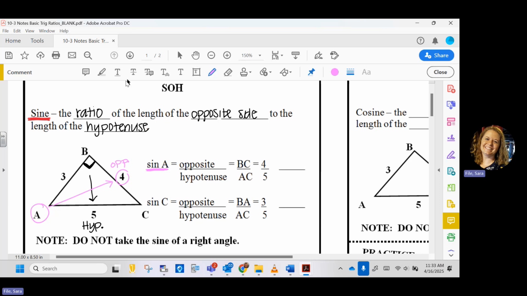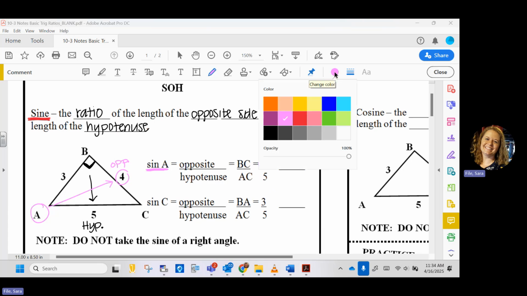So when we say the ratio of opposite to hypotenuse, okay, and that's what the O and H in SOH are, sine is opposite over hypotenuse. That's what SOH stands for. So the opposite of angle A is 4. The hypotenuse does not change. Okay, so the hypotenuse is going to be 5 no matter what.